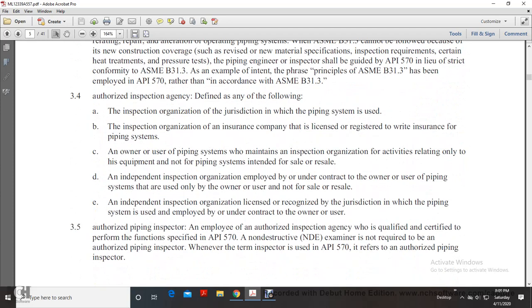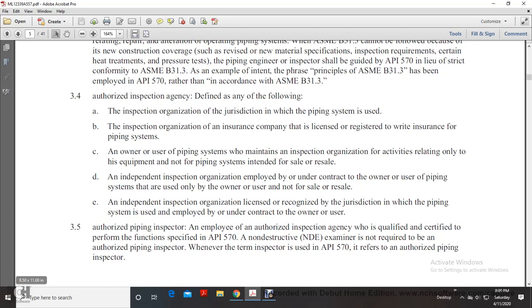Authorized inspection agency is defined as one of the following: the inspection organization of the jurisdiction of the piping system; the inspection organization of an insurance company licensed or registered to write insurance for the piping system; an owner-user of a piping system that maintains an inspection organization activity relating only to its own equipment and not for piping systems intended for sale or resale; an independent inspection organization employed by or under contract to the owner-user of a piping system that has been used only by the owner-user and not for sale or resale; or an independent inspection organization licensed or recognized by the jurisdiction in which the piping system is employed, under contract to the owner-user.